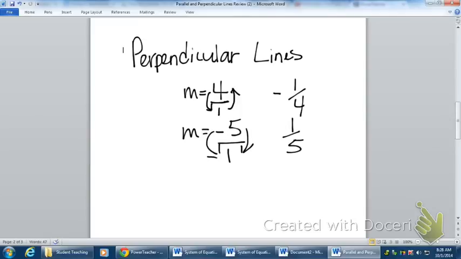Guys, pay attention. This is very easy. Reciprocal was like a toilet. Guys.